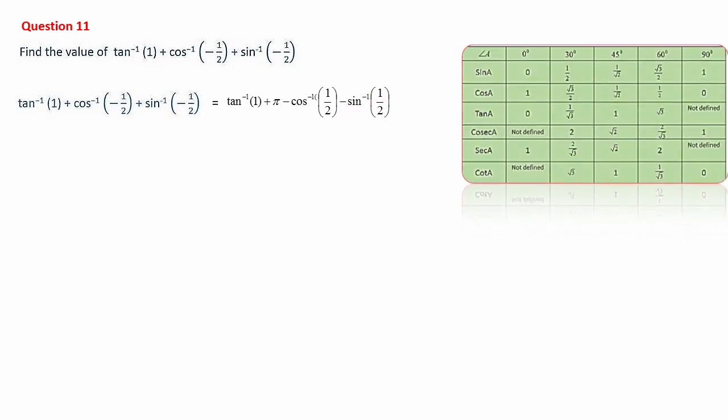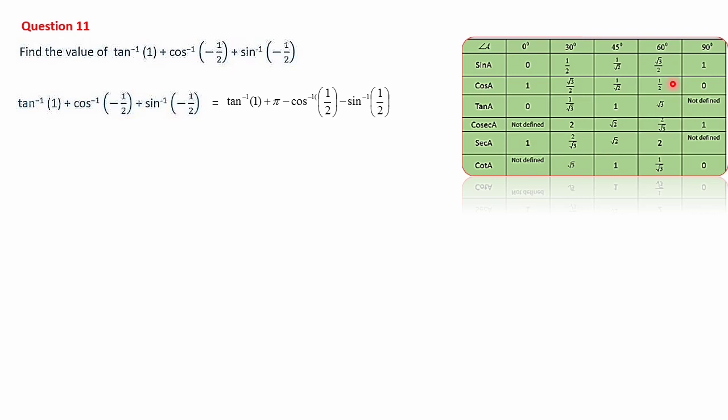Then let's recall these values from the table. Tan inverse 1, for which angle is tan 1? So tan is 1 for 45 degree. 45 degree, when you convert this into radians, is 45 into pi by 180. That means it will be pi by 4. Tan inverse of tan pi by 4. Then this pi will come as it is, minus cos inverse of 1 by 2.